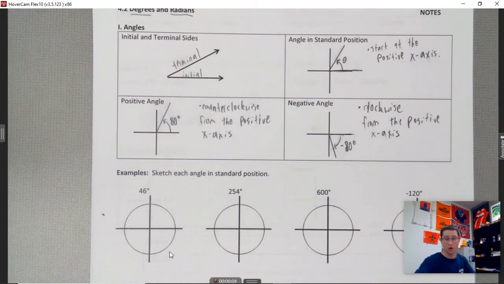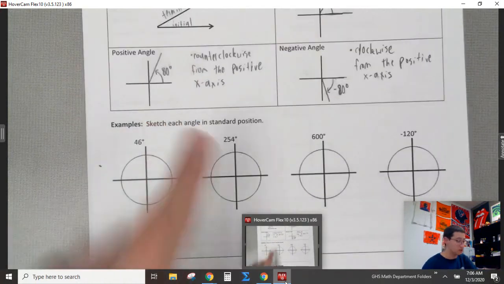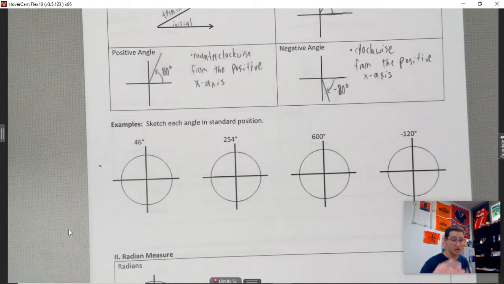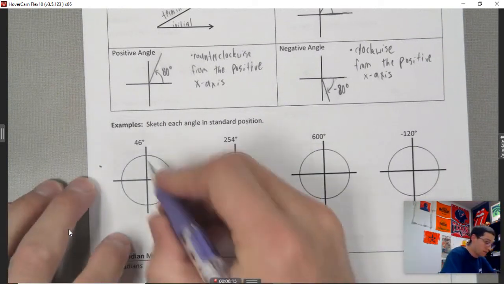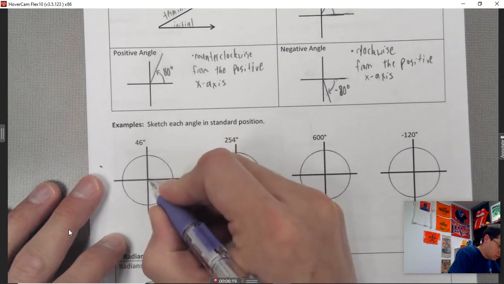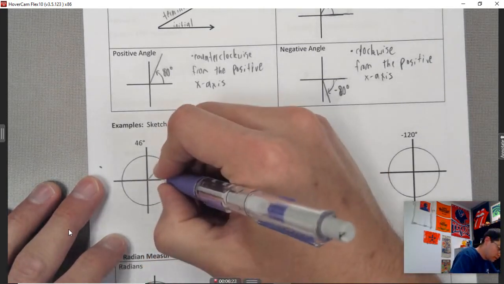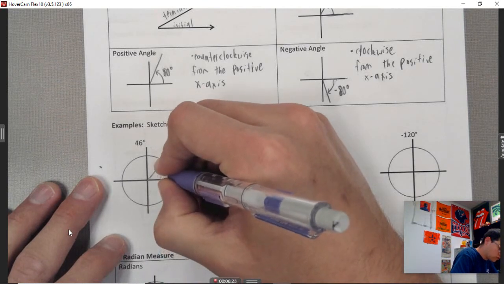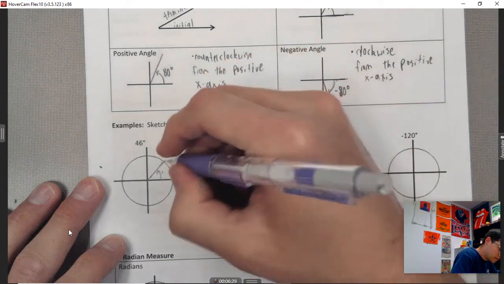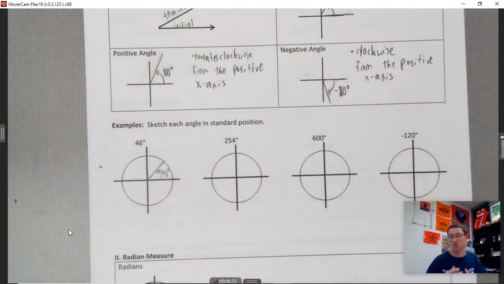Okay, so let's go ahead and do some examples to kind of shine some light on this. Sketch each angle in standard position. Okay, 46. We're just sketching, right? This does not have to be perfect. I'm not looking for perfection here. But 46 degrees, if I were to open up here, that's going to be very close to my 45, so somewhere in there. Again, I like to draw the arrow. I'm starting here, going there. That's 46 degrees. The arrow is important, it kind of shows you where you're starting.